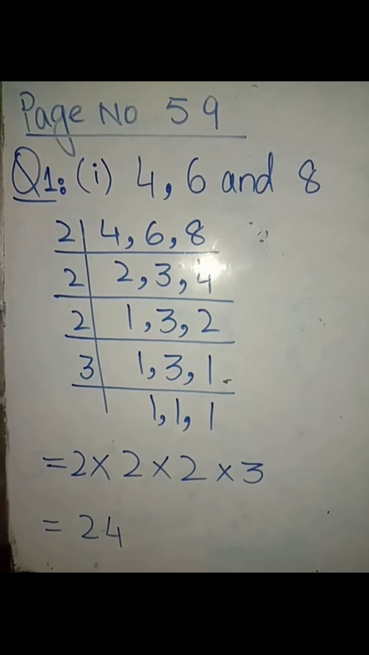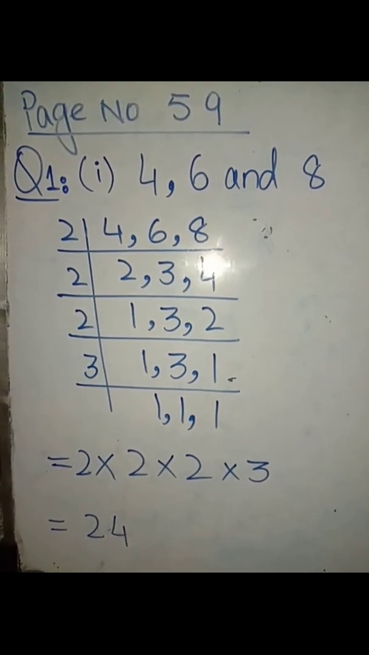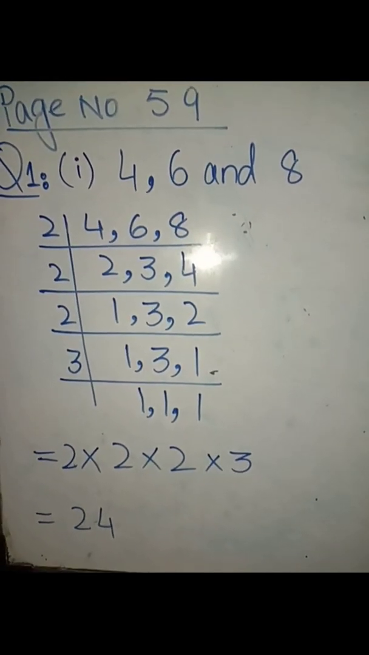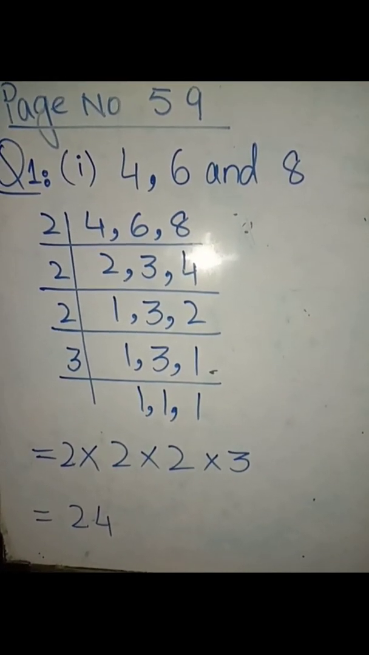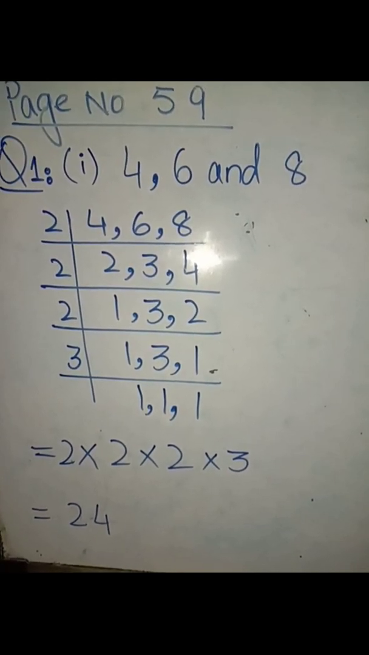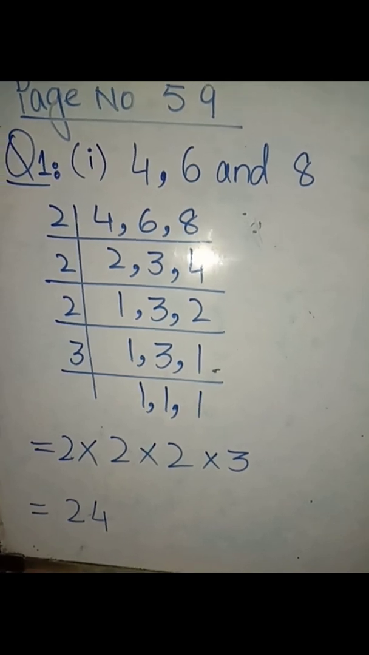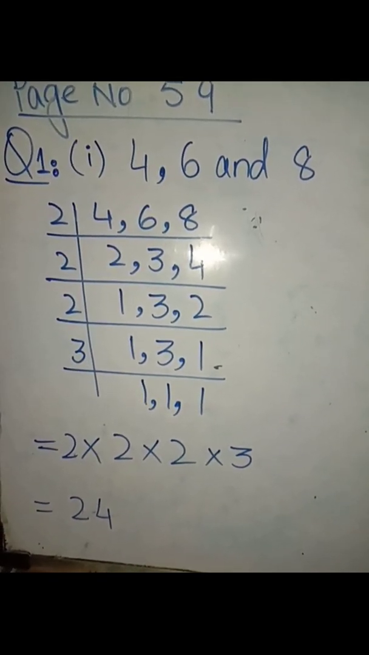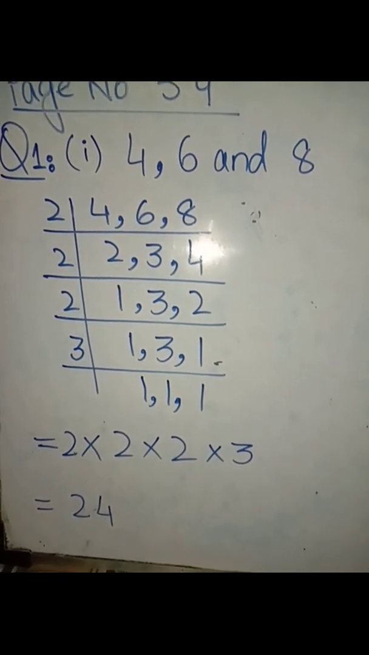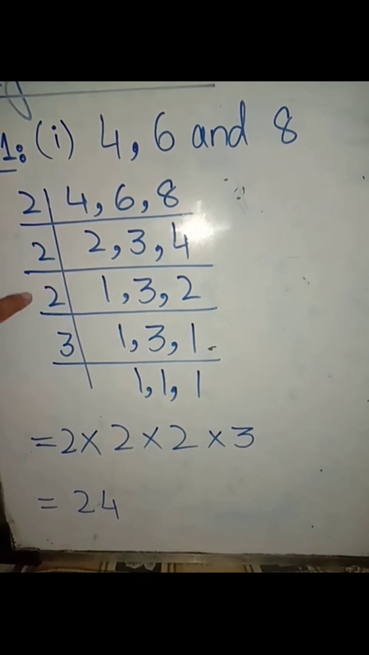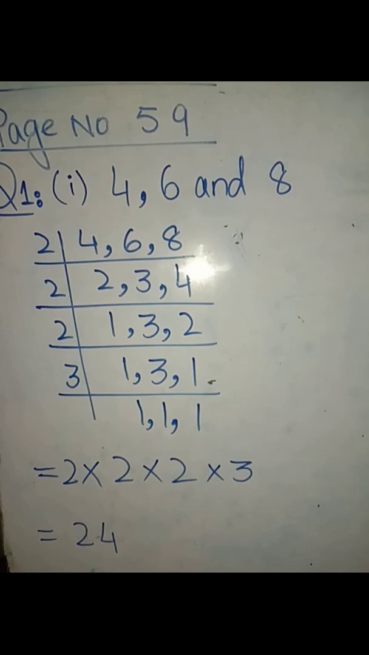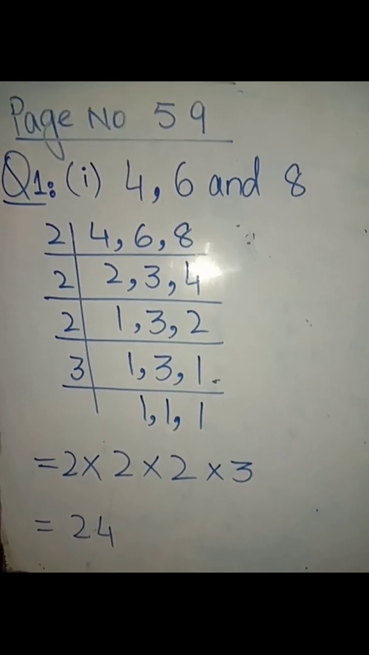For taking the common multiple of all the numbers, I took 2, because 2 is a common factor of all these 4, 6 and 8. 2 2s are 4, 2 3s are 6, 2 4s are 8. Now 2 1s are 2, and 3, because 3 is not in the table of 2, so we write 3 as it is. 2 2s are 4. Next, 2 1s are 2, 3 as it is, 2 1s are 2, and the last we got 3. By taking all the numbers 2, 2, 2 and 3, we got 24 as the LCM of 4, 6 and 8.